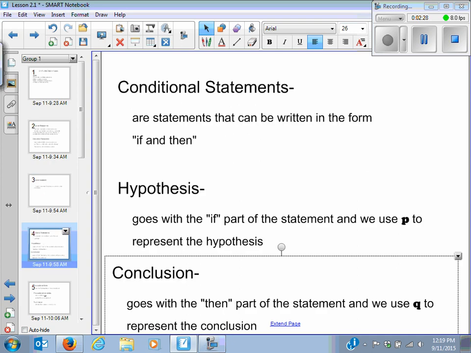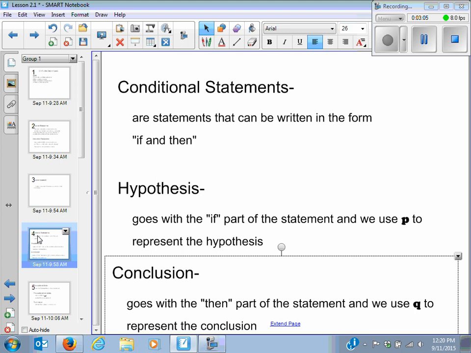Conditional statements are statements that can be written in this if-then form. We talked a little bit about that at the beginning. The hypothesis goes with the if. So that example that I said, if I get all A's on my report card, that would be your hypothesis. Your conclusion goes with the then. And for our example, the then would be, then I'd get a car. So hypothesis, get all A's on my report card. Conclusion, get a car.